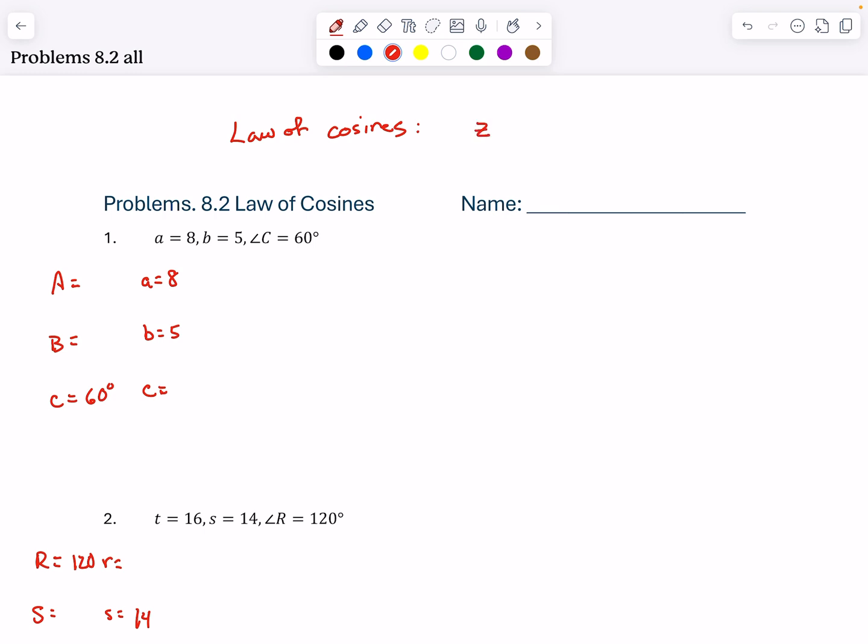It says z squared is x squared plus y squared minus 2xy cosine of the angle that's across from the side that's acting like the hypotenuse. So it's necessary that those things match. If you have side angle side, which you can tell because you have an angle but you don't have a side across from it, and you only have one angle, so you can't find the others yet, you set up the law of cosines to find the side that's across from the angle.